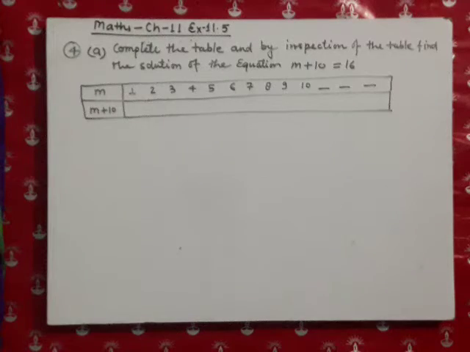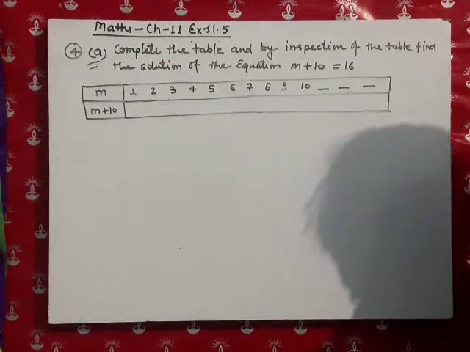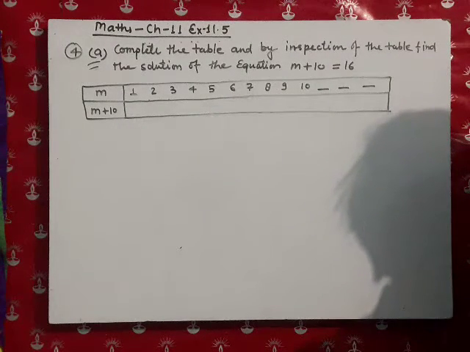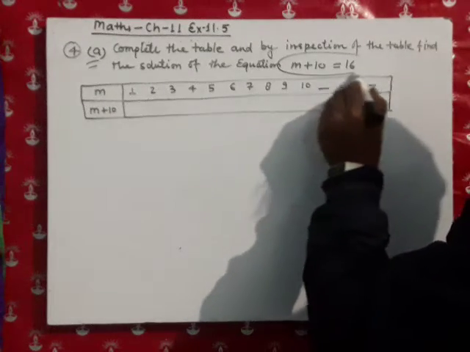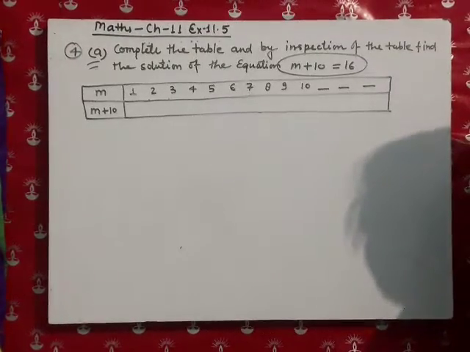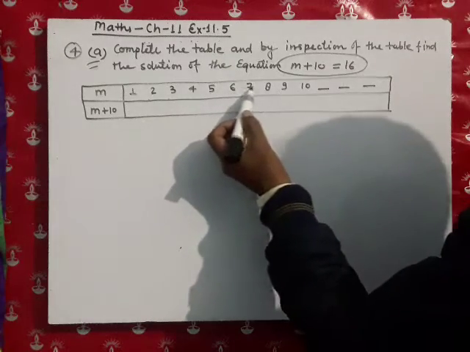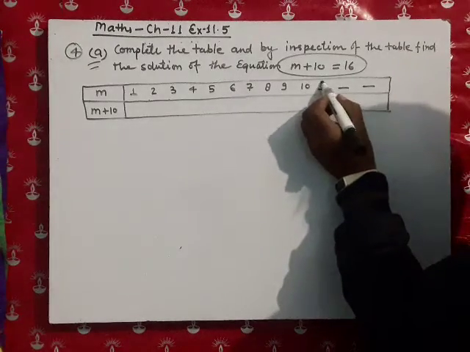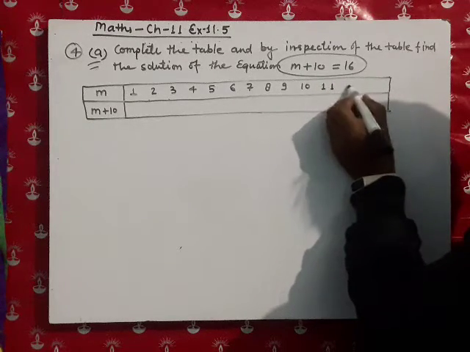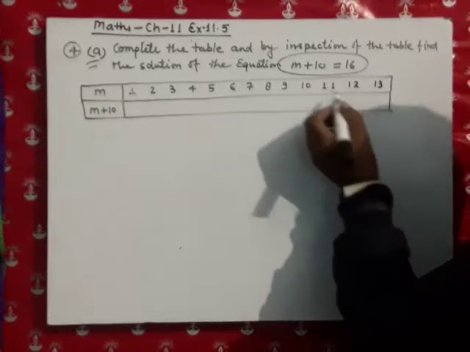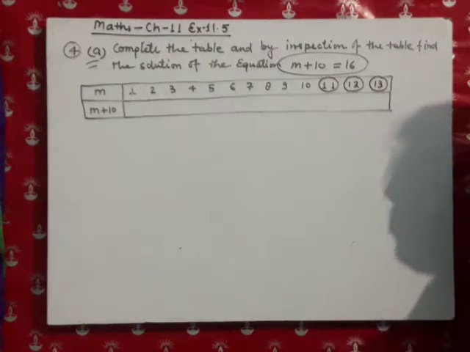Here question number 4 is written on the board. Part A. The question says to complete the table and, by inspection of the table, find the solution of the equation. The equation given is m plus 10 is equal to 16. First of all, we have to complete this table. So here 1, 2, 3, 4, 5, 6, 7, 8, 9, 10. 10 is given, so next will be 11. We have to write down 3 numbers, so it becomes 11, 12 and 13. Blank spaces are given, so we write down these three numbers.